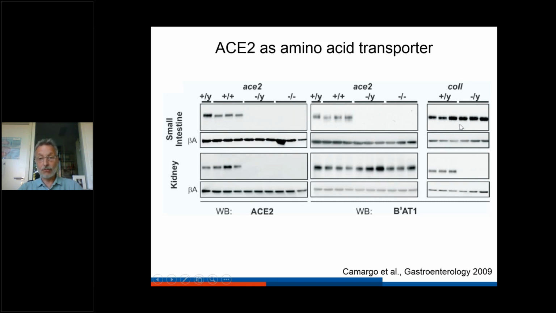Here, you need collectrin. So that's collectrin knockout. No effect in intestine. There is ACE2. But in kidney, there's no collectrin, and that's why there's no B081. What is the consequence of this lack of this transporter?